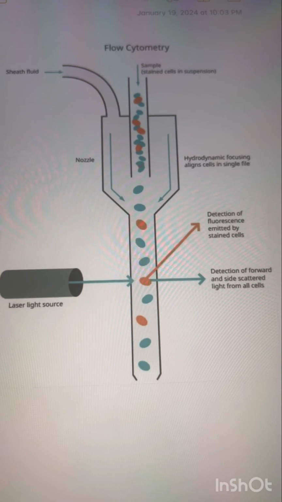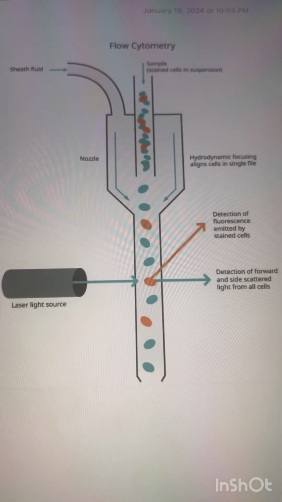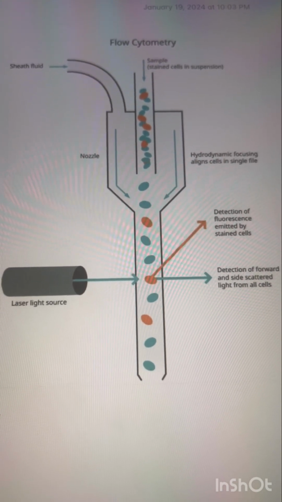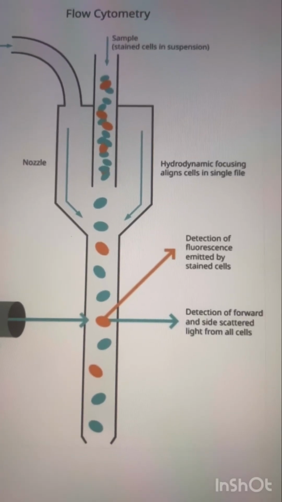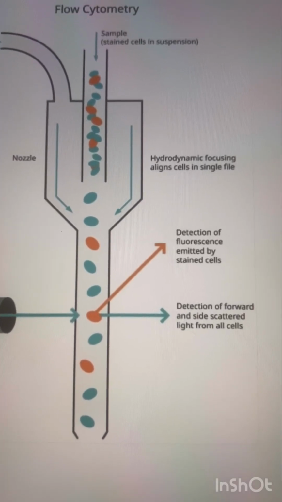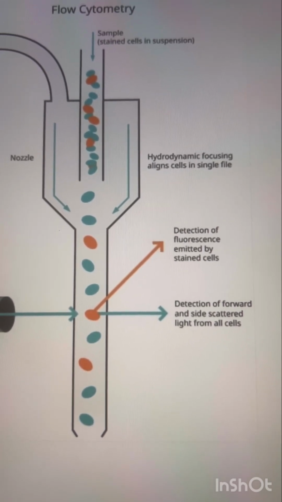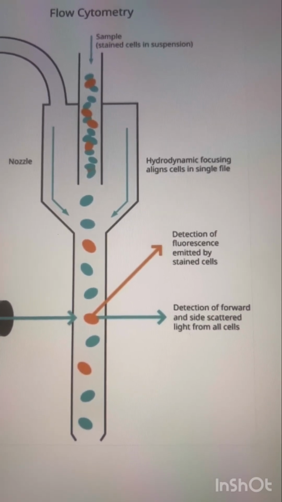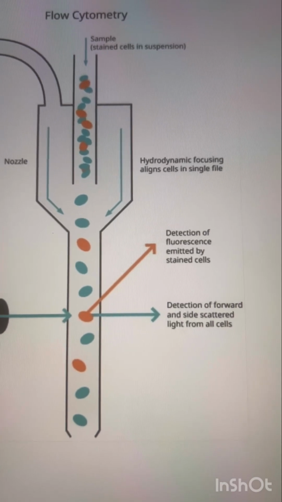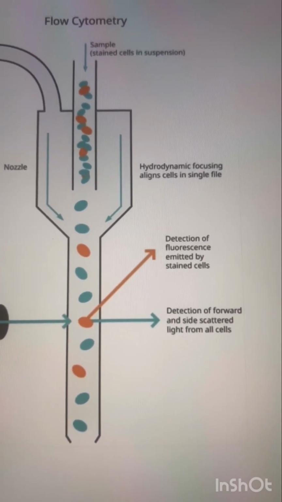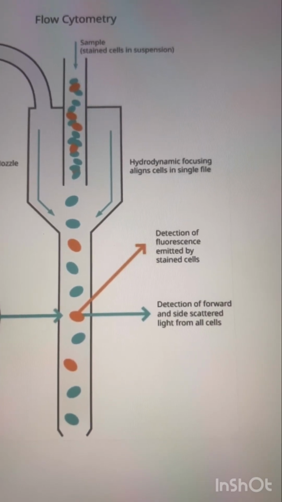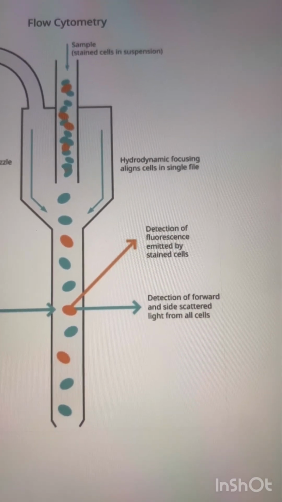It has basically four parts. One is fluidics, another is optics, then detection and analyzing. In this video we will discuss the fluidic system of flow cytometry, and we will also discuss hydrodynamic focusing, which is included in the fluidic system and is an essential part of flow cytometry.